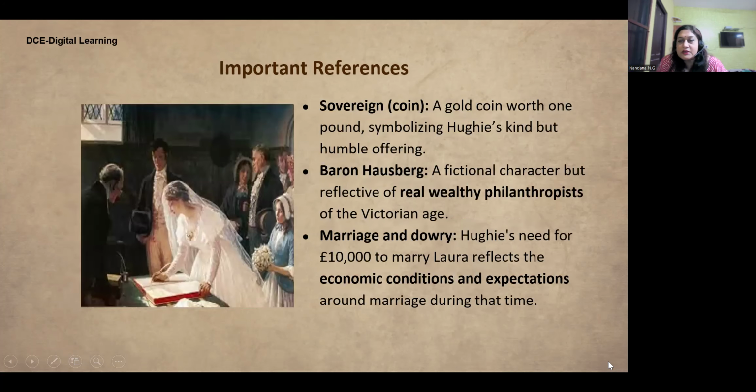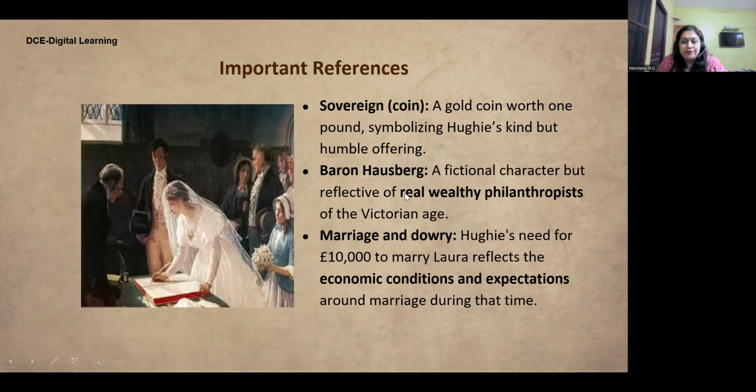A few references that we need to look at so that things are much clearer in the next session. Sovereign, it is a kind of a currency or a coin. It is a gold coin worth £1, symbolizing Huey's kind but humble offering. We shall see how many sovereigns are used, but then we'll just go through this definition. Sovereign is a gold coin. And what is the value of the gold coin?